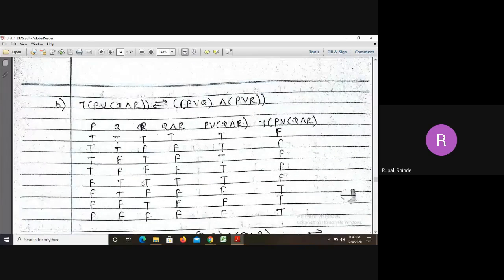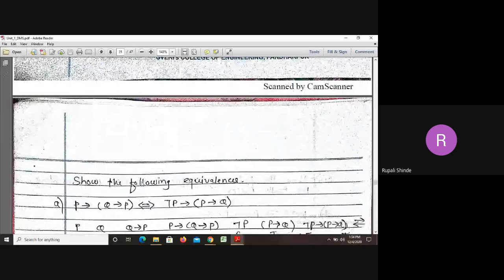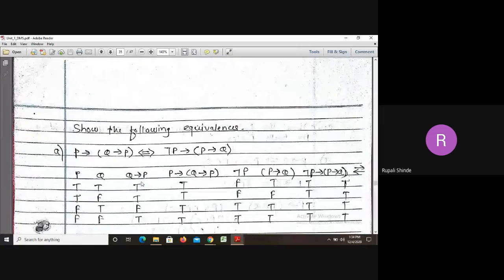So again, next questions are based on truth table only, that I am not going to take because we have solved many kind of problems based on it. And that is so simple.